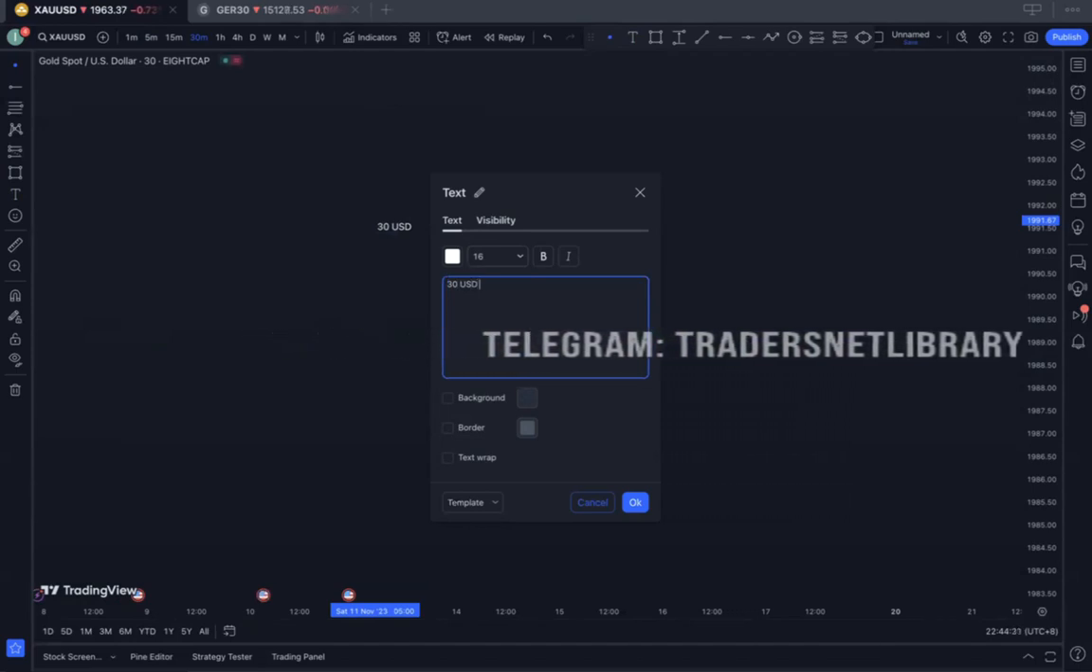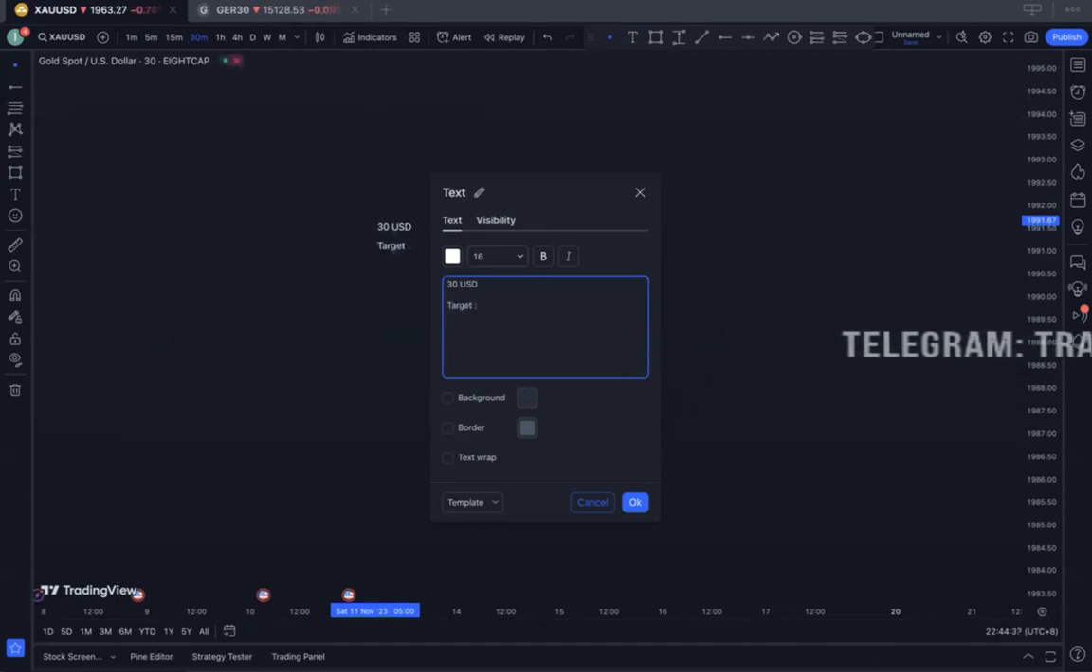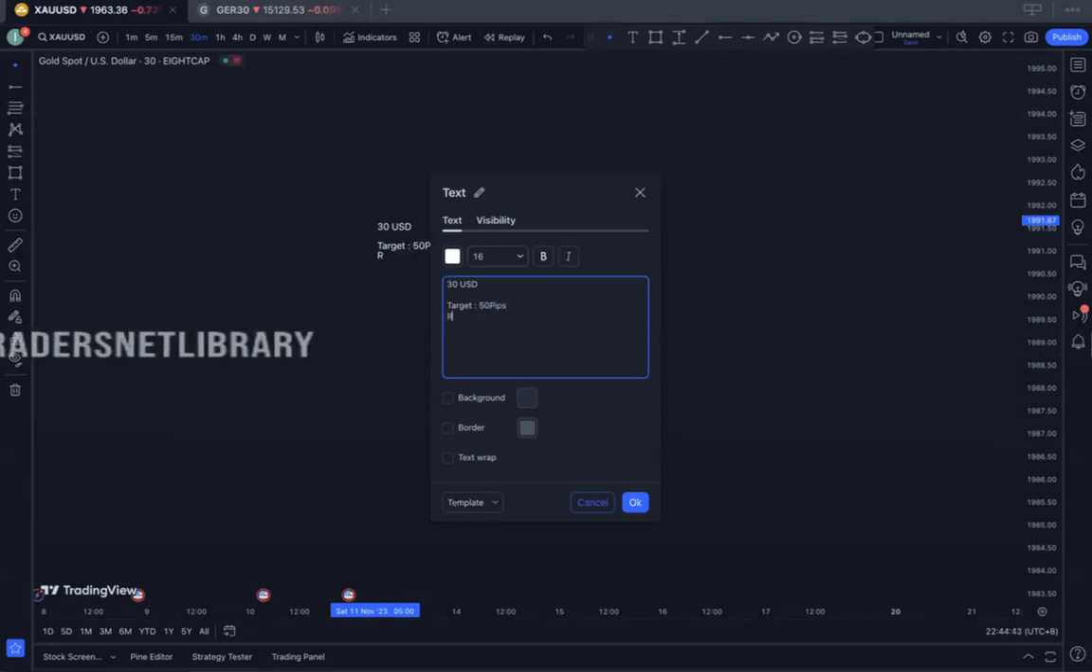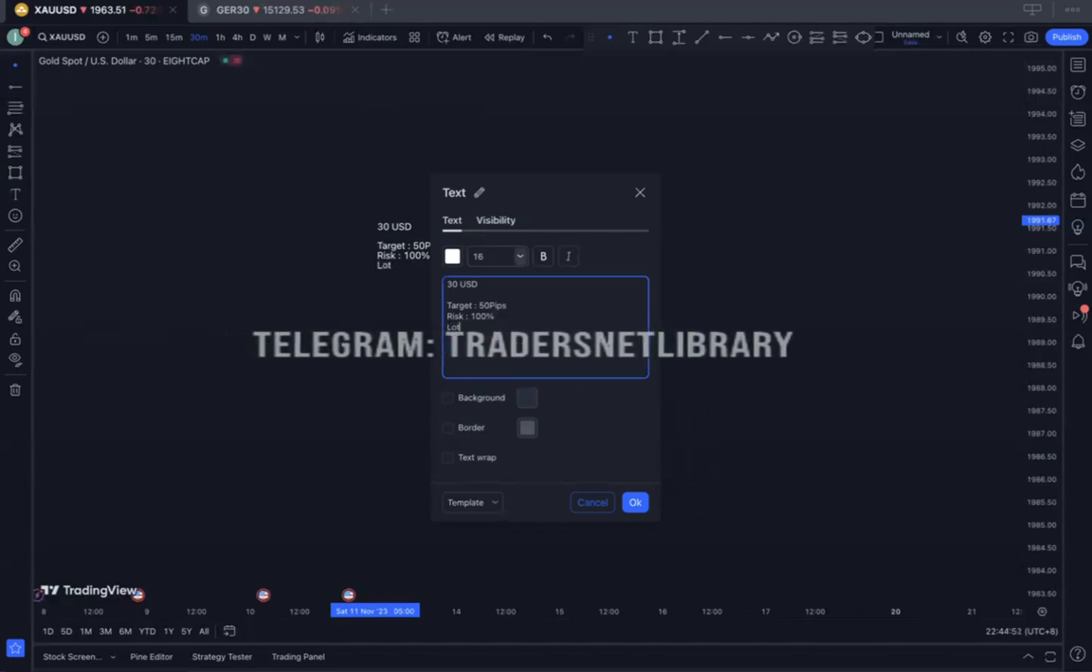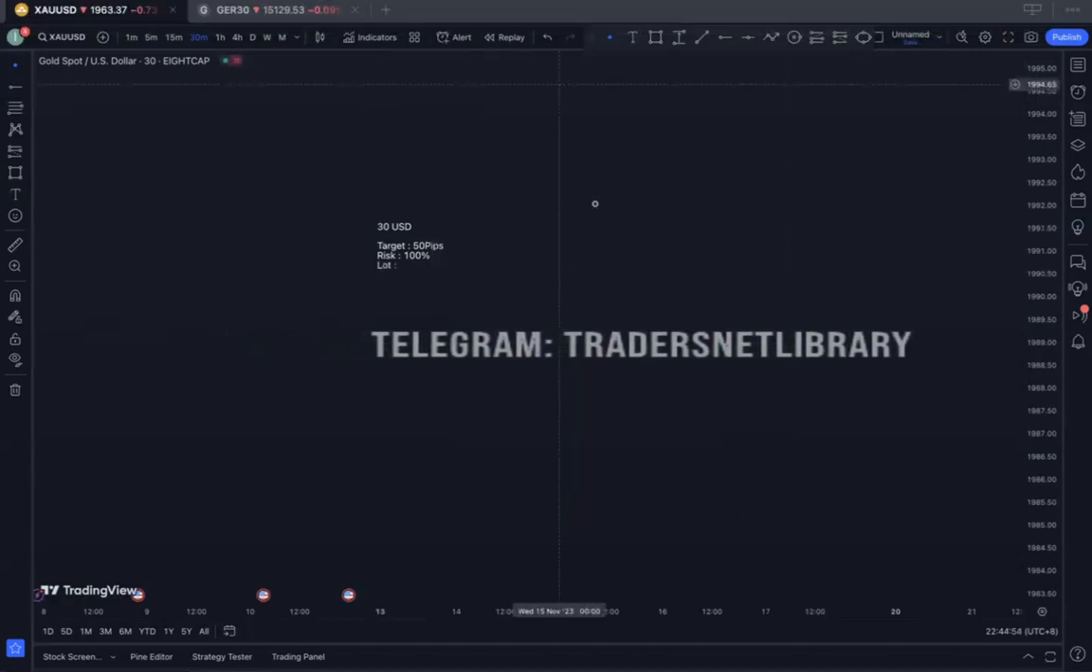So the first 30 US dollars, your target is going to be 50 pips. This is your first target, 50 pips. And then your risk is going to be 100%. And how to calculate the lot?